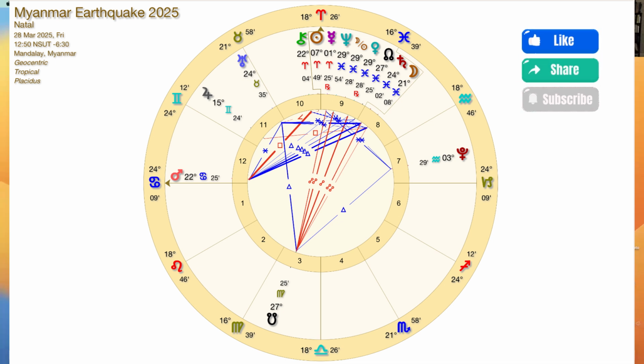Pluto is 8 degrees away from the descendant, but you can still consider it has its impact. And the Moon and Chiron are right on the MC. So yes, this event chart is spot on and important. But we cannot forecast from it.